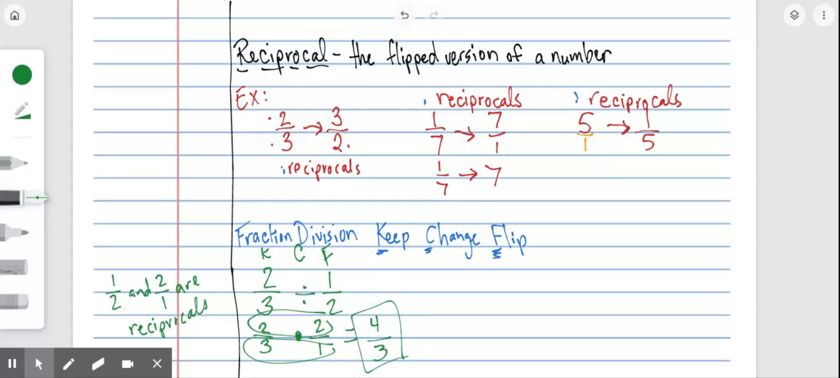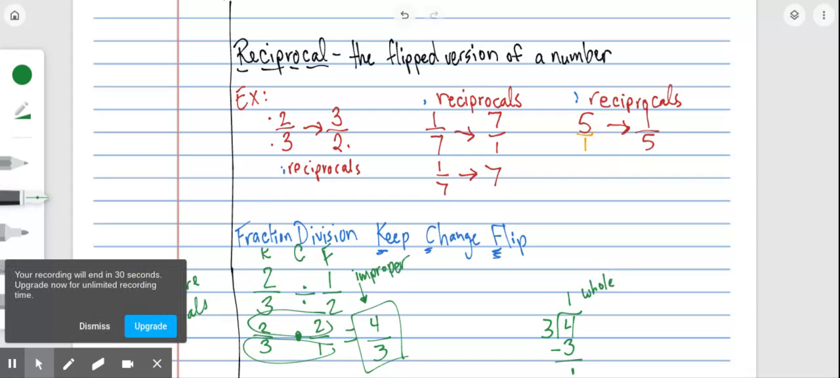But wait, notice the number in the numerator is bigger than the number in the denominator. So this is an improper fraction, which means we've got to do some division in order to write it as a mixed number. So I put 4 on the inside and 3 on the outside. 3 goes into 4 one time, and I subtract 3. I have 1 left over. I remember the top number is the whole number, and the remainder is the numerator.